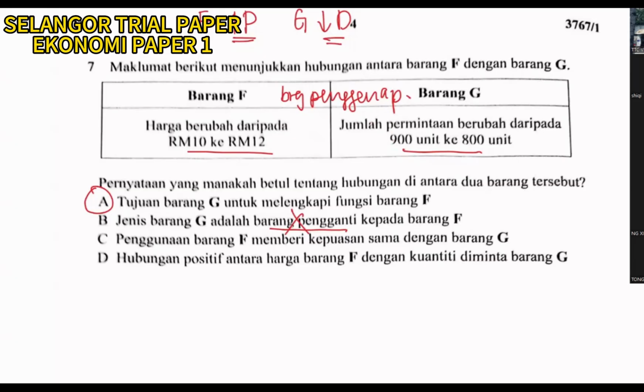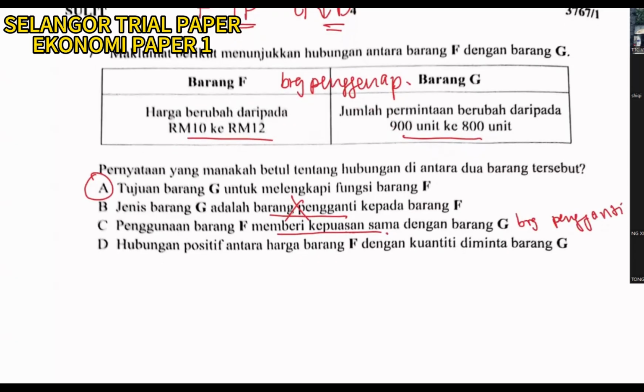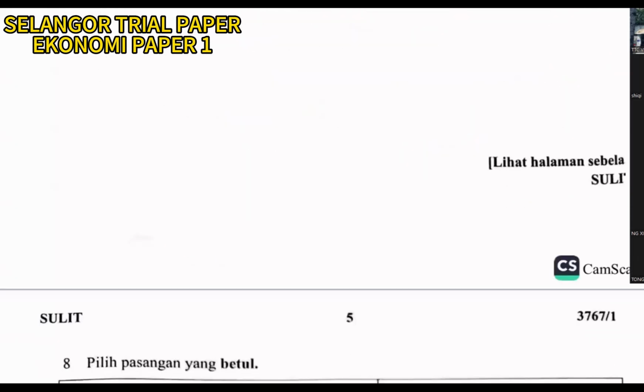Okay, pengguna barang F memberi kepuasan sama. Kepuasan sama, this is barang pengganti. Try lah, okay? Hubungan positif. Oh, we already tell. One up, one down. It's not positive at all. Alright. And question 8.